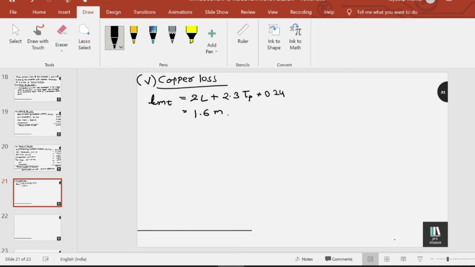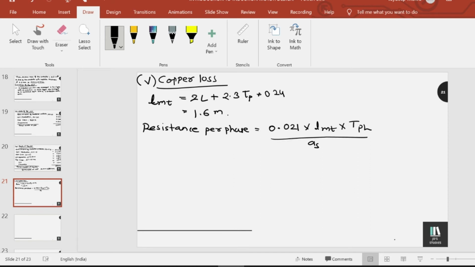Okay. Now the resistance per phase is 0.021 times LMT into TPH divided by the area of the conductor AS. So 0.021 multiplied by 1.6 multiplied by turns per phase, which is 192, divided by 13.2. We will get the resistance per phase as 0.29 ohm.